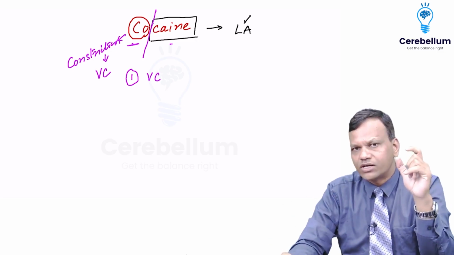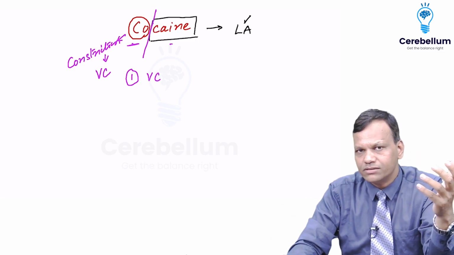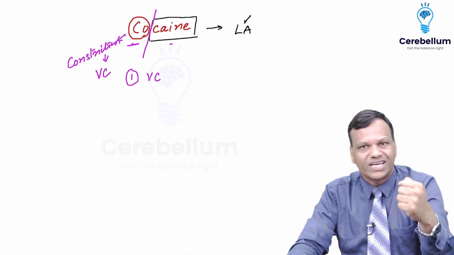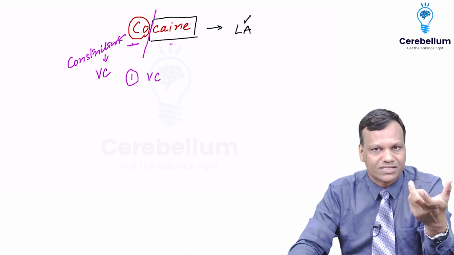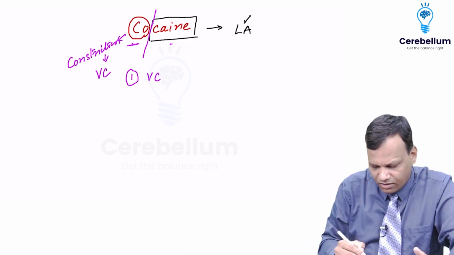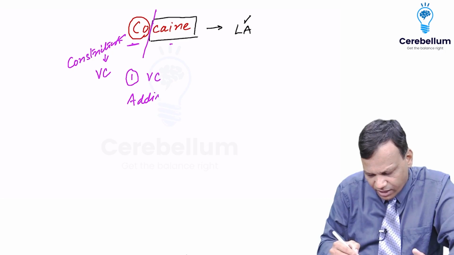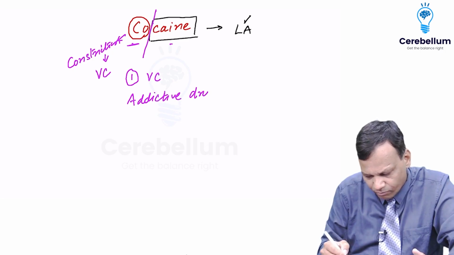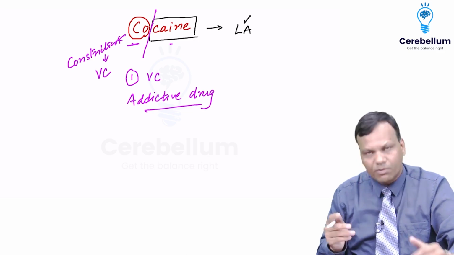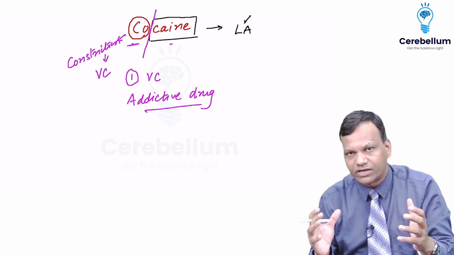Now, apart from anesthesia, where else do you study cocaine? In which subject do you study it? Yes, we study cocaine in psychiatry or in forensic medicine as an addictive drug. We know cocaine is a highly addictive drug. Now, what are the special points about cocaine as an addictive drug to remember?